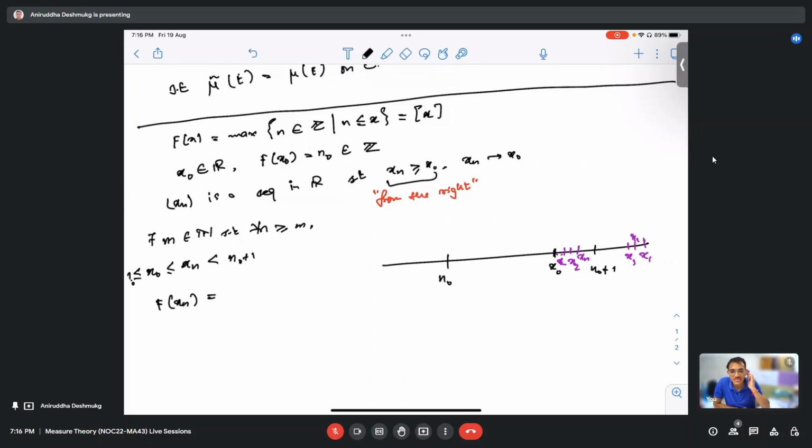Tell me, what is f of xn, just by looking at this? Sorry, I could not hear you. Could you repeat? Sir, n naught. N naught, right? Yes, sir. So after a certain stage, this is a constant sequence. For all n bigger than or equal to m, f of xn is n naught. So what can you say about the limit of f of xn? It is n naught, which is f of x naught. Therefore, this f is right continuous.